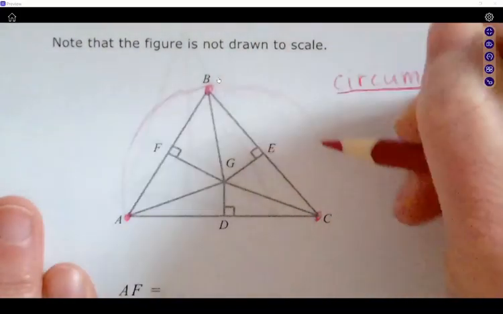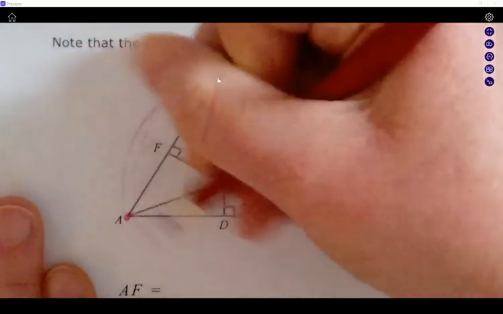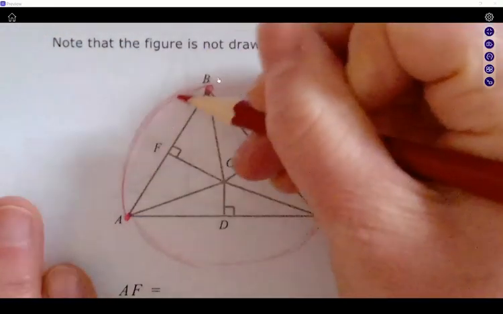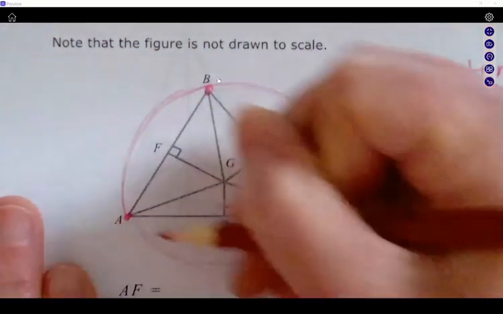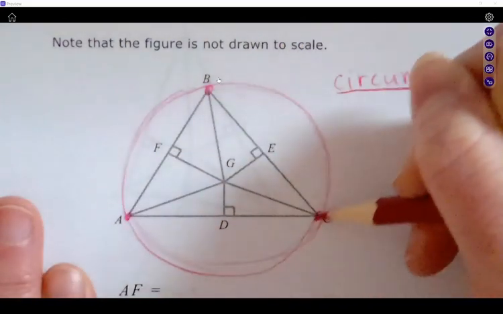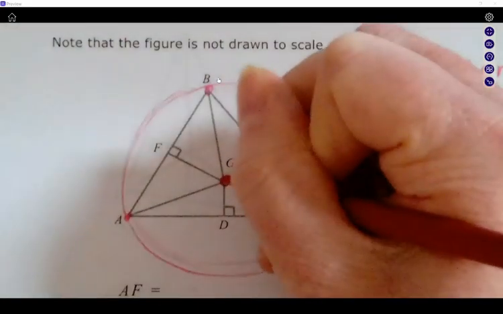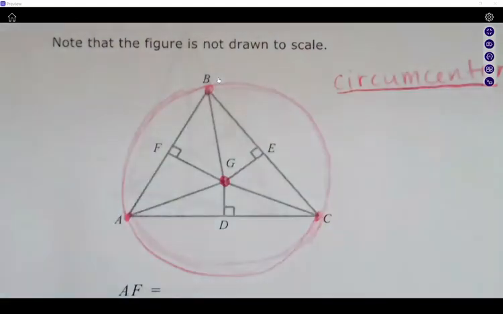Ooh, that's looking rough. But I tried my best. I would have used my compass, but then I saw it says figure is not drawn to scale, so there's no point in me doing that. But I do know that G is the circumcenter, and so that is the center of this circle that is circumscribed about the triangle. When you guys take your test, you need to know the difference in the terminology. This is what's going to help you get answers correct.